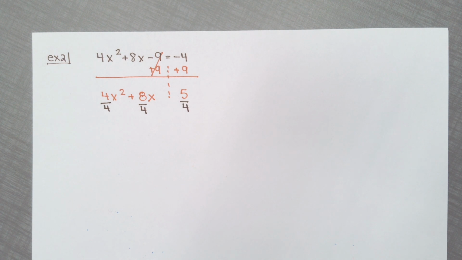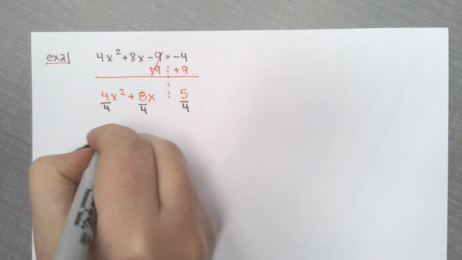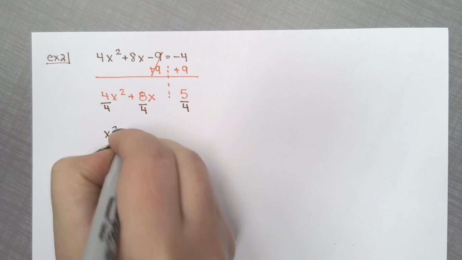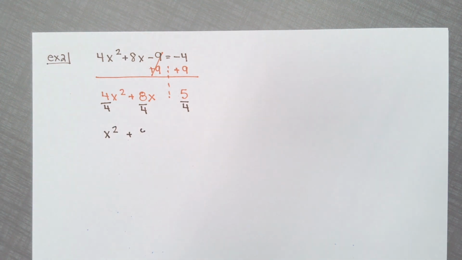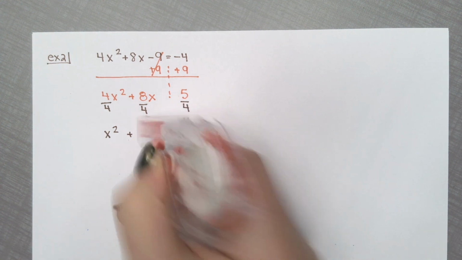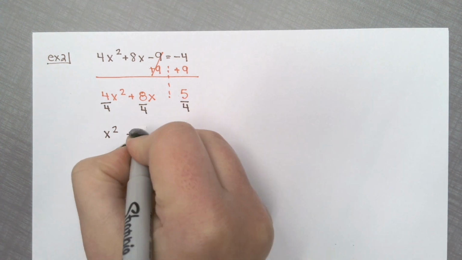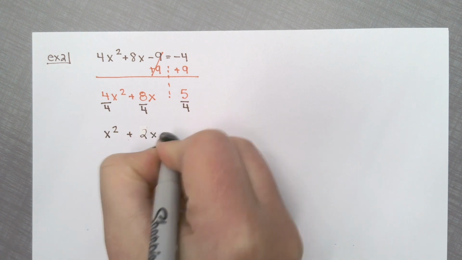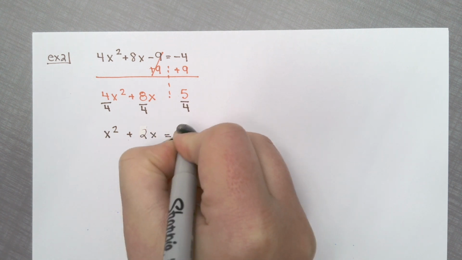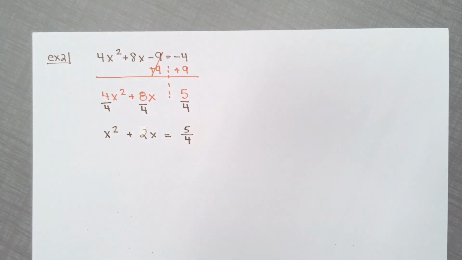And no, you cannot convert it to a decimal. So we have x squared plus, we have 8 divided by 4, which is 2. And we're going to keep this as 5/4 because we cannot simplify that fraction.